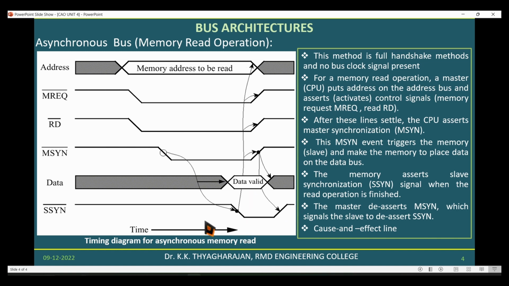So, like this, one read cycle is completed by placing the address, putting the memory request and read signals, then giving a master synchronizing signal, then reading the data. After reading the data, the slave synchronizing signal will close all the remaining signals, including the address placed on the address bus.